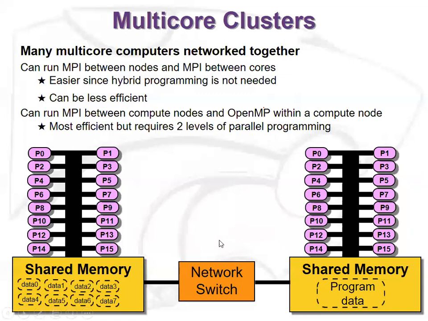We can still do MPI within a node, which is what this shows, where I'm showing this being 8 tasks. These would be 8 MPI tasks. Each one has its own area and its own processor. So you can do MPI within a node and MPI between nodes if you want. That's probably the most common way because you only have to do the MPI programming. You can also do hybrid programming where you do MPI between nodes and OpenMP within a node. In some cases, this is more efficient, but you have to program in 2 levels of parallelism. So I just don't see this being done very often.